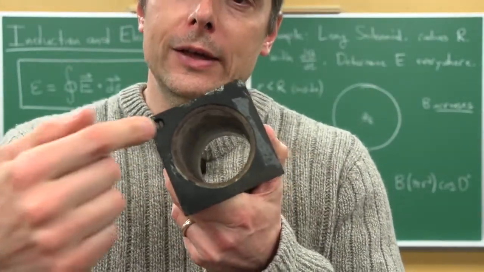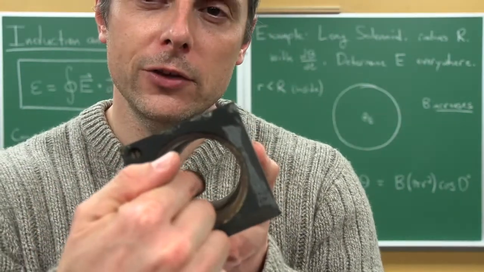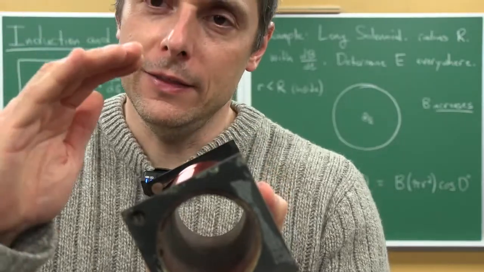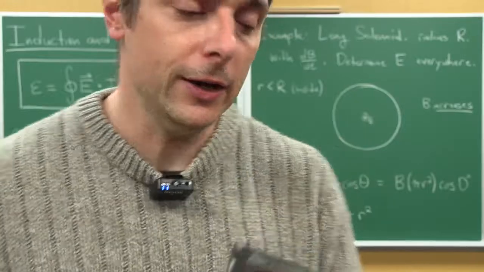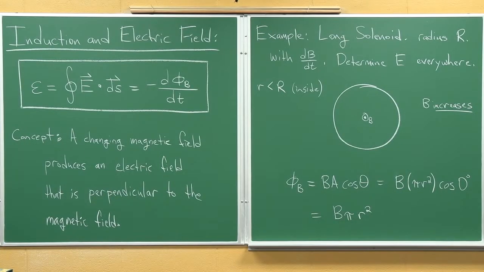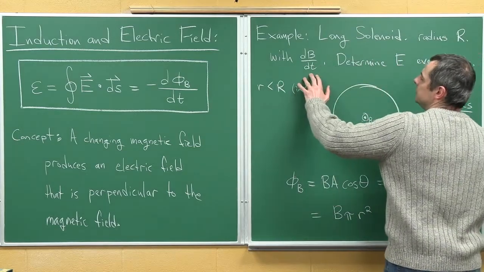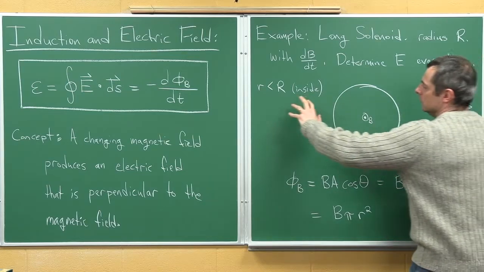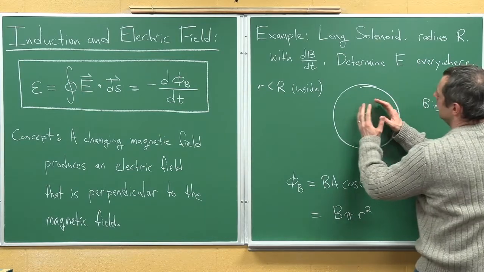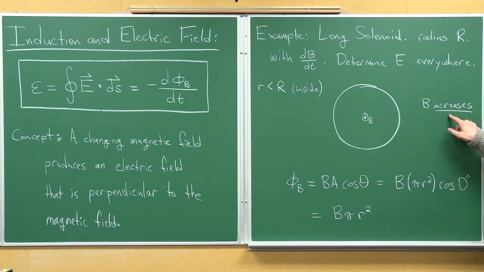We're going to find the electric field that's produced when the magnetic field changes inside the solenoid, and the electric field outside the solenoid. So two different places, inside and outside. So that's the example. We got a long solenoid, radius capital R, with a changing magnetic field in it. We're going to determine the electric field everywhere. We're going to start with inside the solenoid, radius R, we're in here, and we want to know the electric field when maybe the B increases, the magnetic field increases.